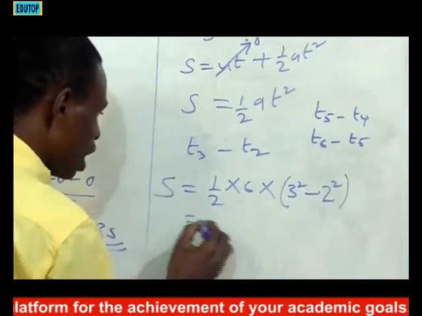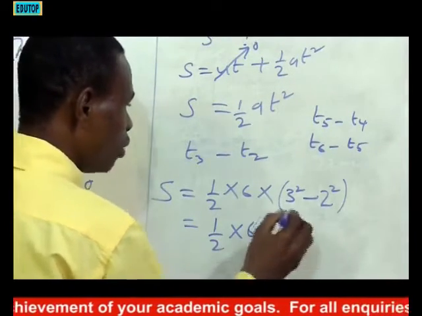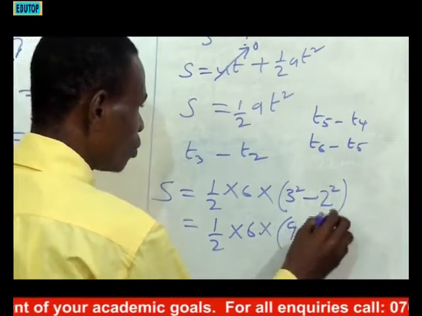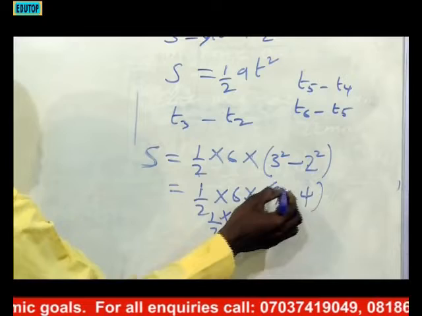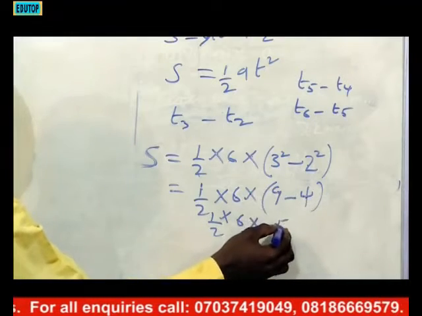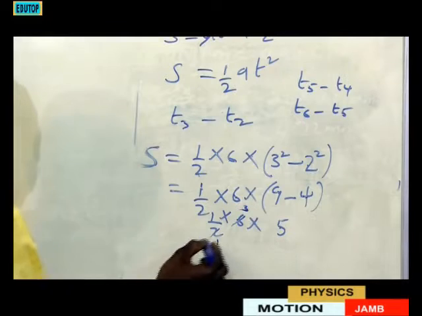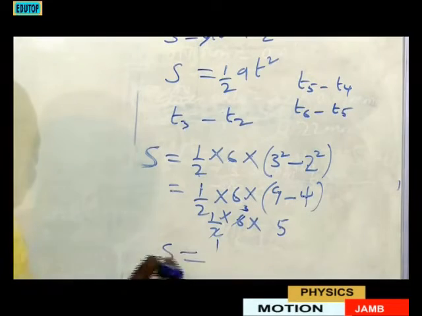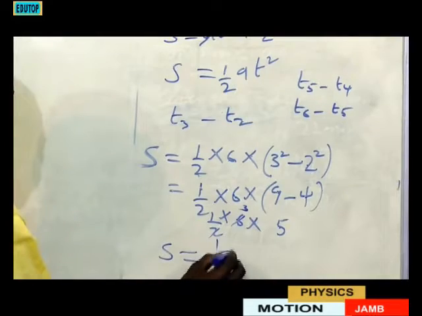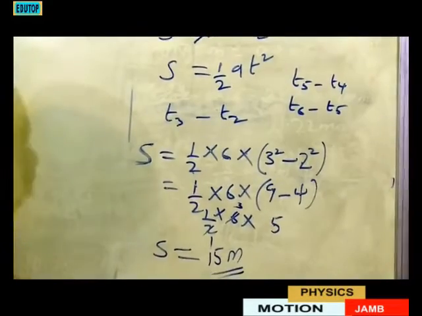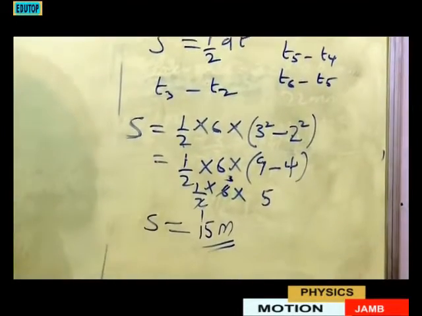So we are going to have it now. Half times 6 times the whole of this is 9 minus 4. 3 square is 9. 2 square is 4. Subtract 4 from 9. We have 5. So 2 here 1, 2 in 6, 3. So what we are having here left for distance now will be 3 times 5, which is what? 15 meters. That is the value for the distance.